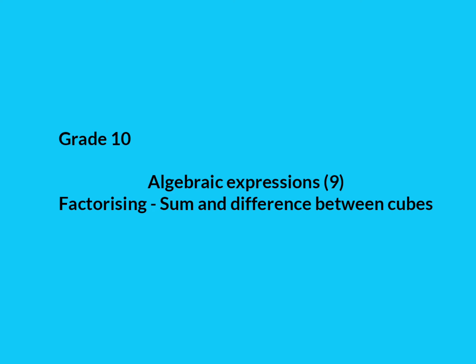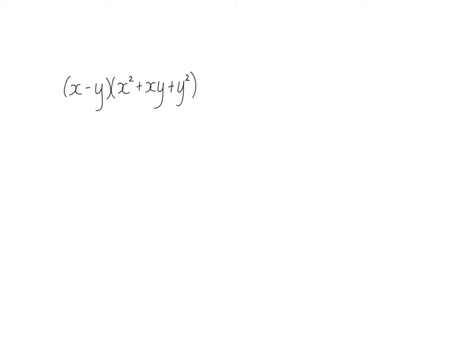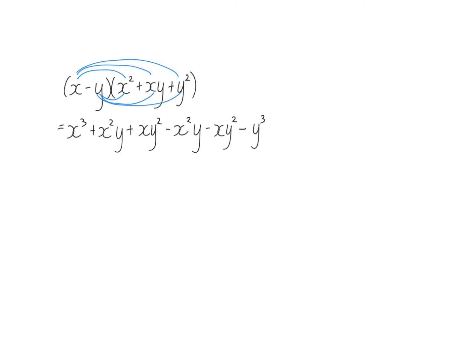In this video on factorizing algebraic expressions, we're going to have a look at the sum and difference between cubes. Earlier in this chapter, we had a look at products and we multiplied a binomial by a trinomial, and we saw that every term in the first bracket has to be multiplied with every single term in the second bracket. Next, we simplified by adding up all the like terms.